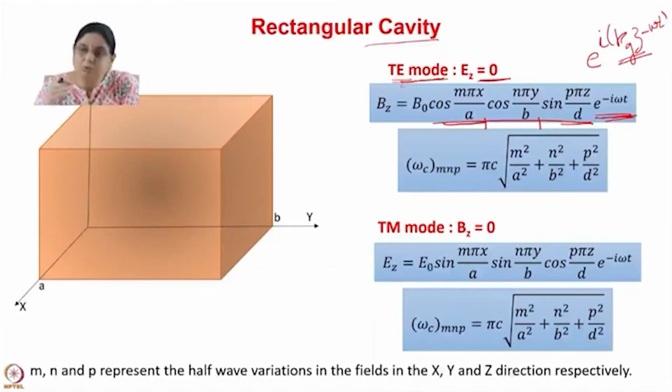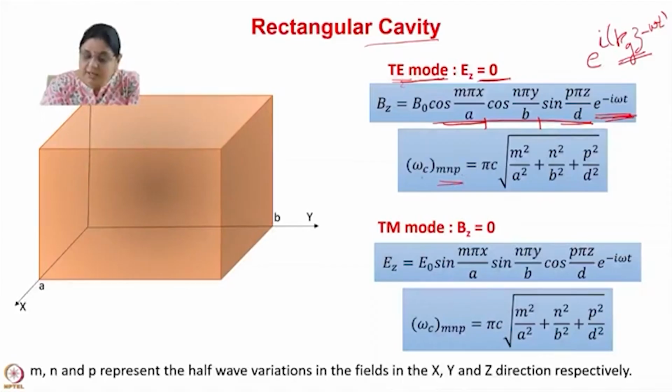There is no propagation in the Z direction. It's a standing wave in all the three directions. Again, as before, you can find out the cutoff frequency. So now you have boundaries in three directions, so you will have m, n and p, where m, n and p are integers.